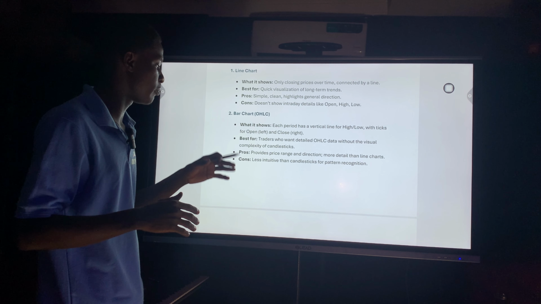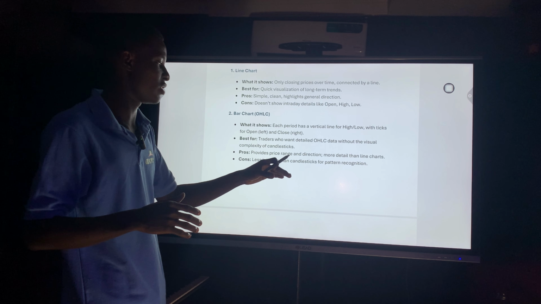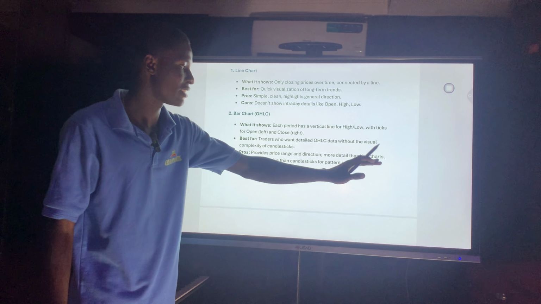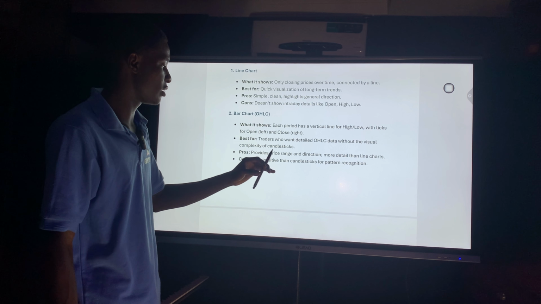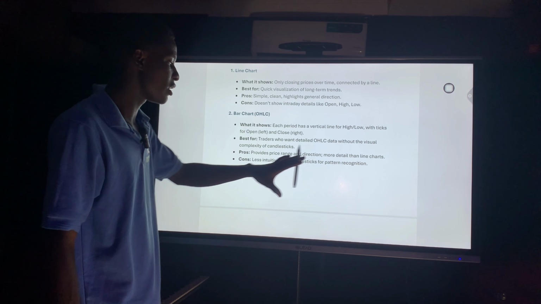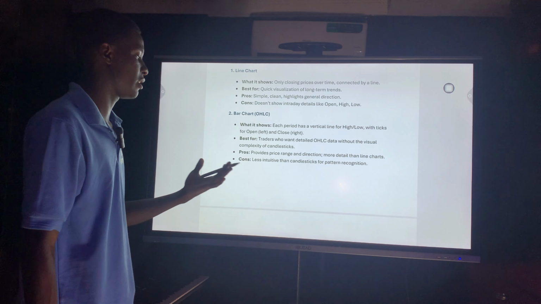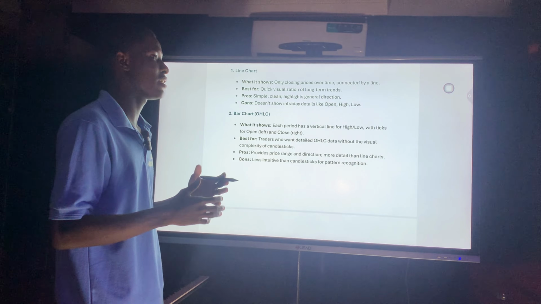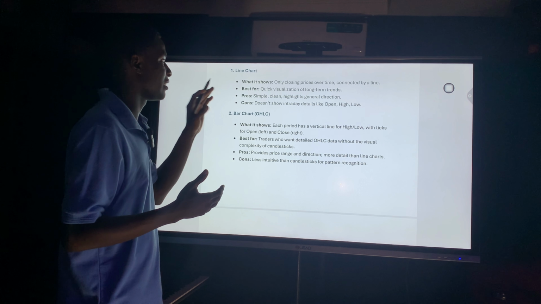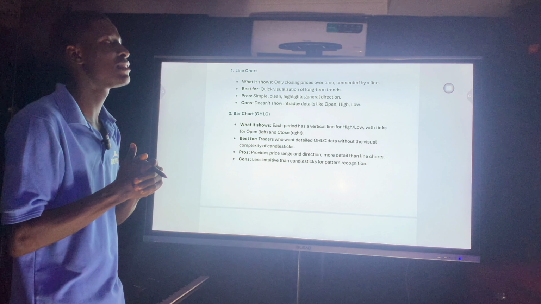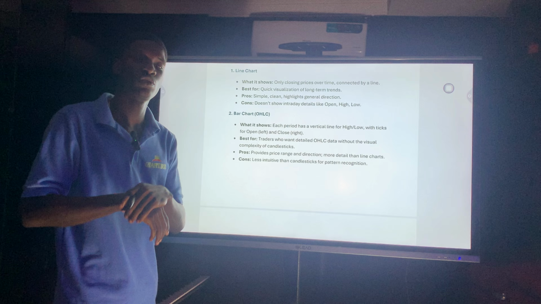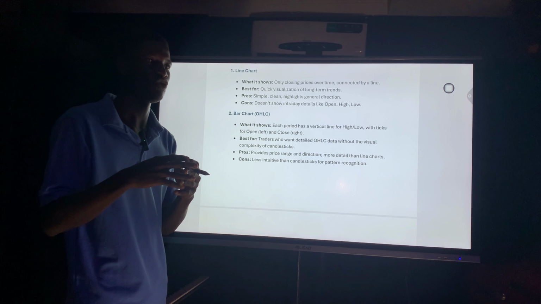Now, what are the pros? The pros: it provides price range and direction. You understand? More detailed than line charts. Now, for the cons, it's less intuitive than candlestick for pattern recognition. So you can use this bar chart. I think the bar chart is clearer than the line chart, because you barely see traders who use line charts. Most of those who use line charts are people who use data.